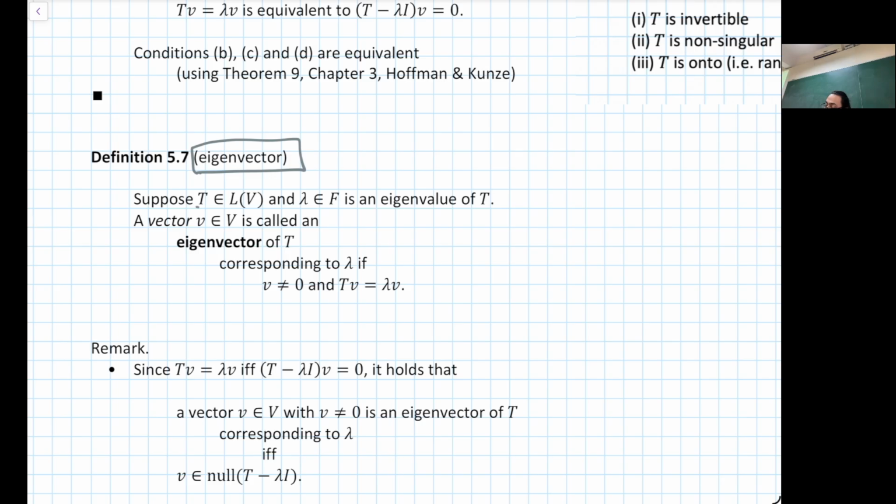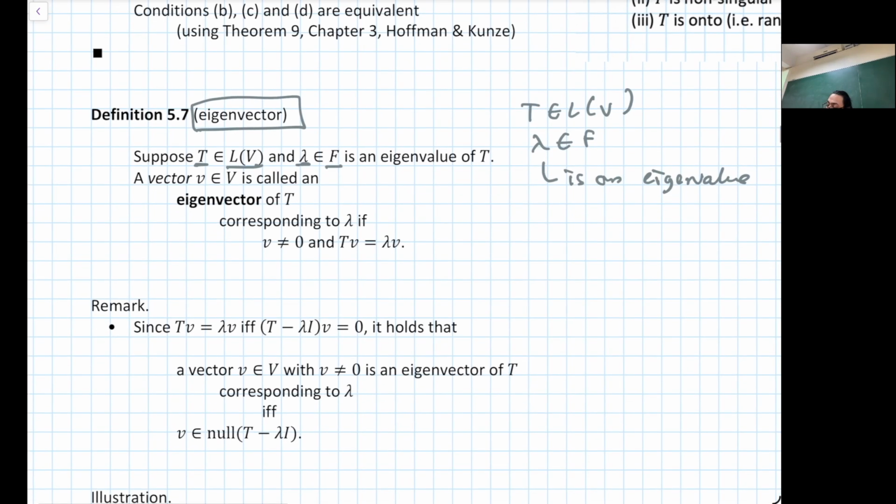So eigenvector says the following. Suppose T is some linear operator, as usual, and lambda belonging to F is an eigenvalue. Given this, the vector V which gives you TV equals lambda V is called an eigenvector corresponding to lambda if this condition is satisfied. So these are just different names for the one-dimensional subspaces, nothing very complicated.